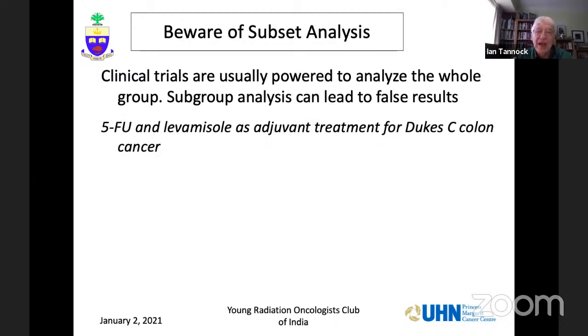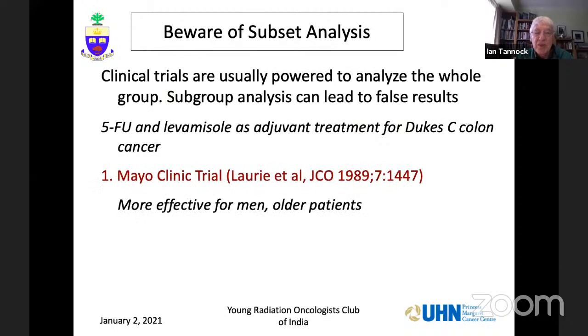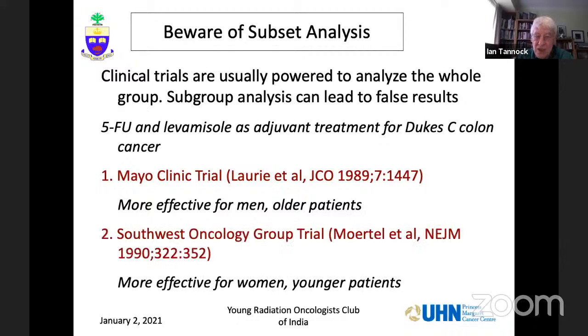A good example of that was when 5-FU and levamisole were first shown to be beneficial as adjuvant treatment for colon cancer. In the Mayo Clinic trial, a subgroup analysis suggested it was more effective for men and older patients. And in the Southwest Oncology Group trial, it was more effective for women and younger patients. And obviously neither of those are true. There is an overall effect, and we're simply looking at statistical variation.